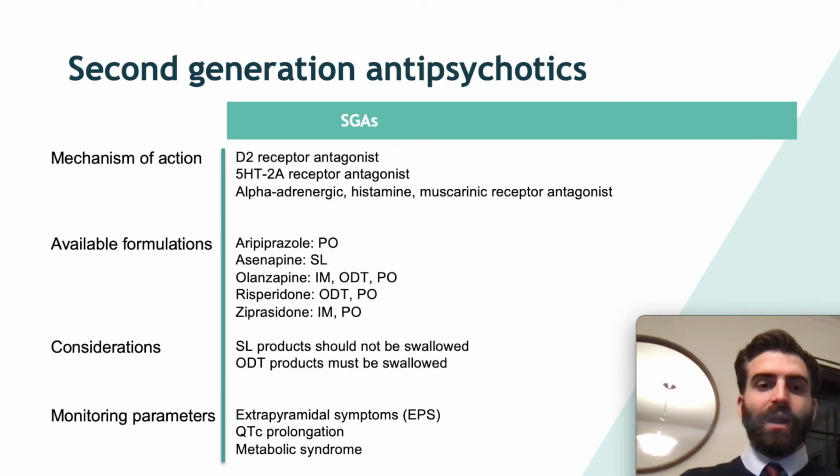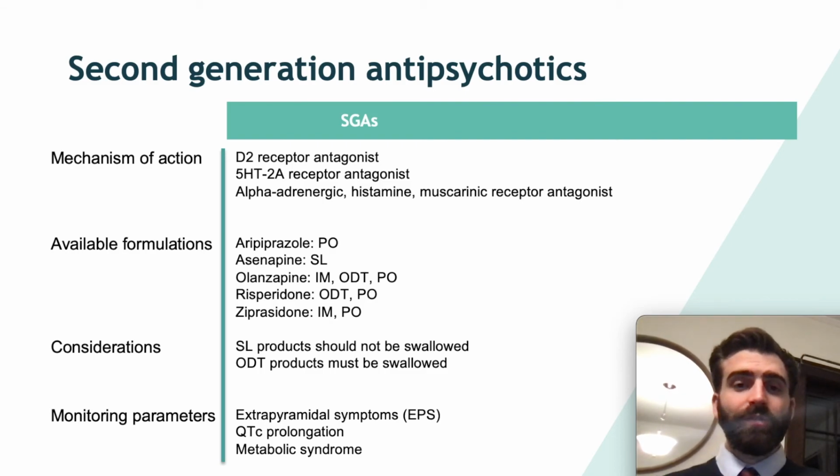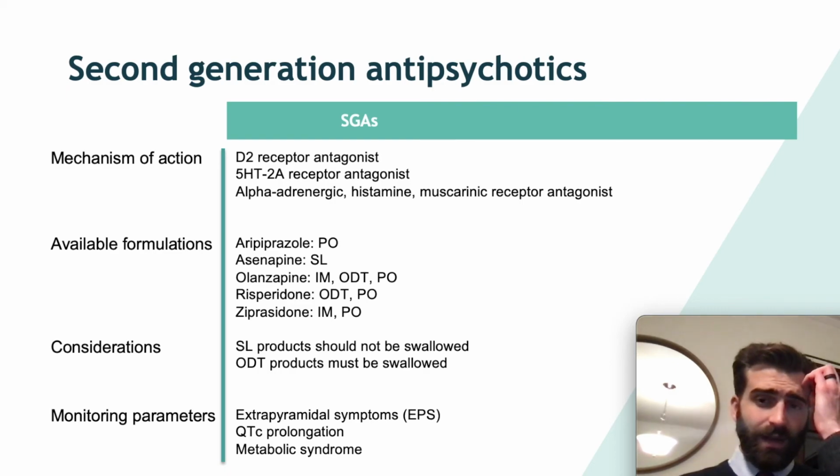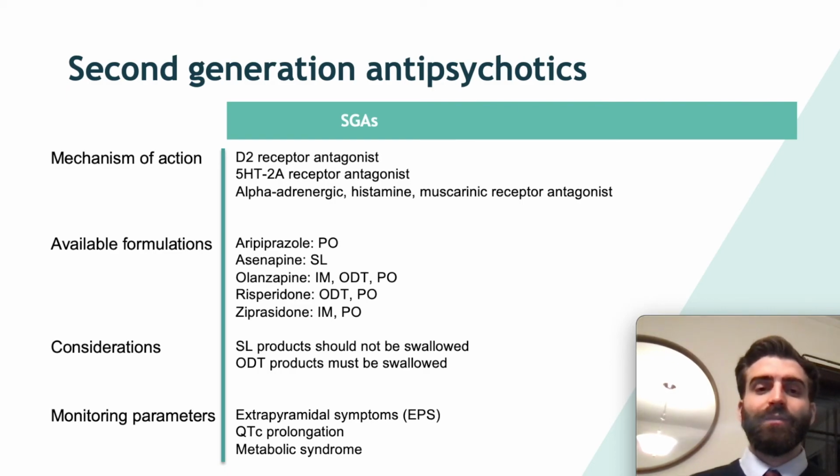If you boil down the mechanism of second generation antipsychotics, these are D2 receptor antagonists, but now they also work on serotonin as well, 5-HT2A antagonist. These are also dirty drugs, and they block alpha, histamine, and muscarinic receptors. Some formulations are listed here, and this is where I wanted to highlight the difference between sublingual and ODT. Sublingual products are absorbed in the oral mucosa under the tongue. Orally disintegrating tablets disintegrate in the mouth, but they still must be swallowed and they're absorbed in the GI tract.